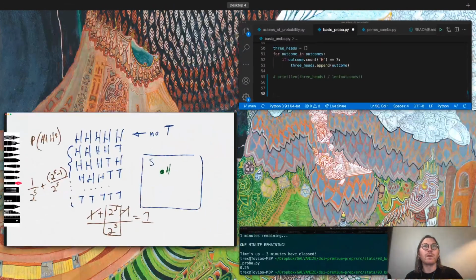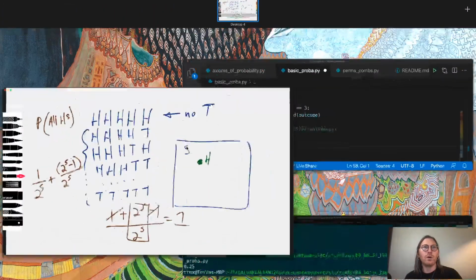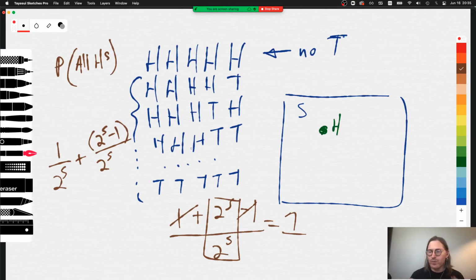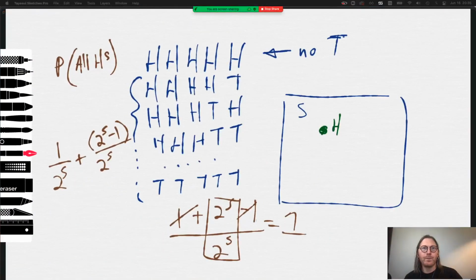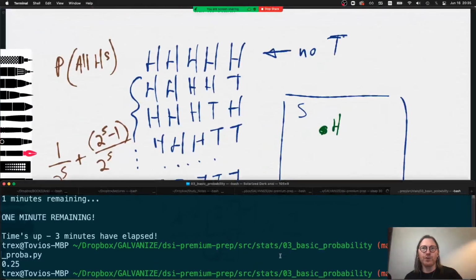Cool. All right, so that pretty much wraps it up for basic probability. Let's look at the next set of materials. So we're going to work ahead, which is kind of nice.